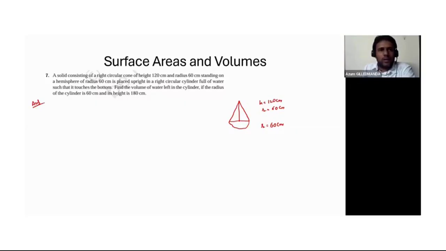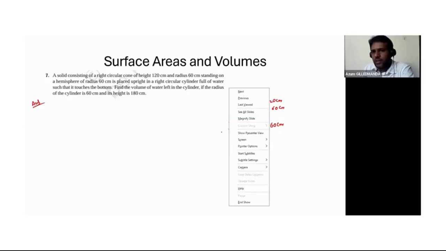It is placed upright in a right circular cylinder full of water, such that it touches the bottom. Find the volume of water left in the cylinder if the radius of the cylinder is 60 centimeters and the height is 180. So basically this solid, the cone with the hemisphere, is put into a cylinder.